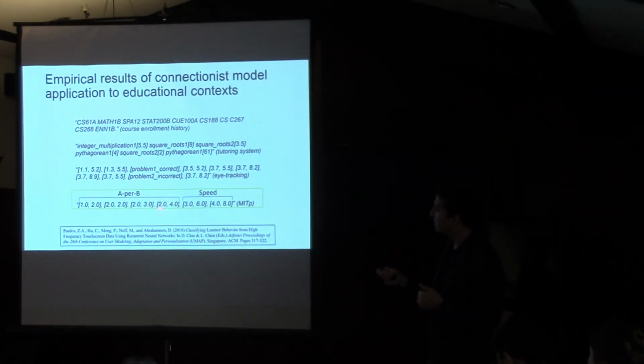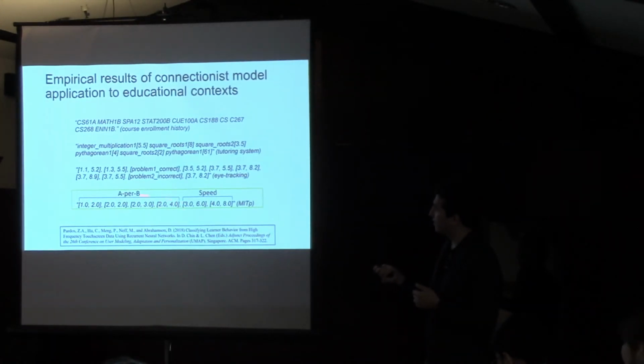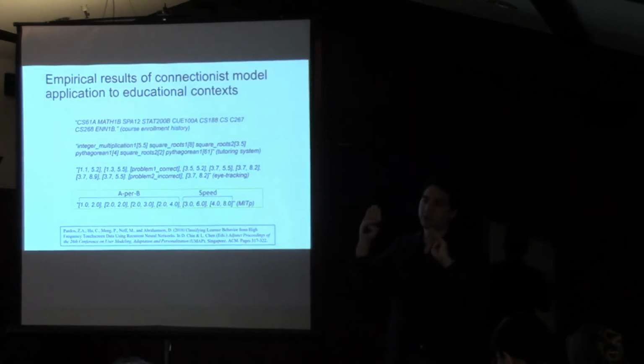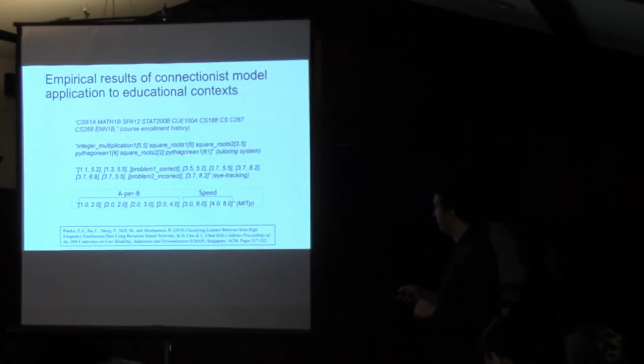And then we have expert taggers who have categorized what strategy they believe was being employed during that segment. So A per B is the stepwise strategy of turning the screen green. And then speed is in response to the prompt, can you keep the screen green moving both hands? And achieving that is the speed category.